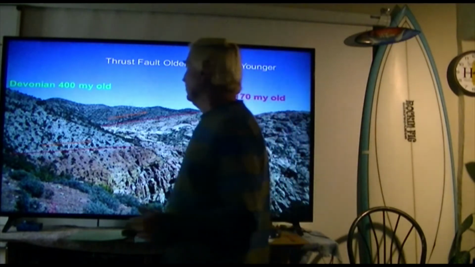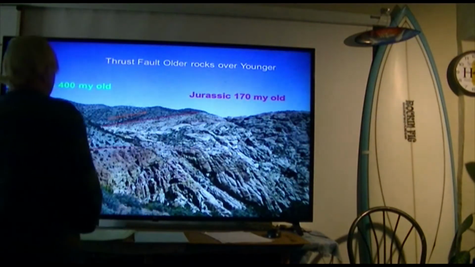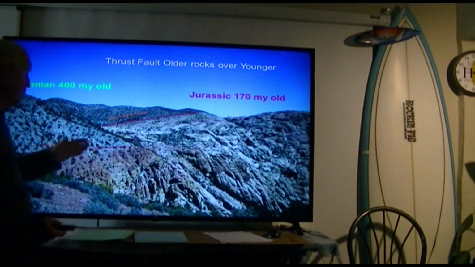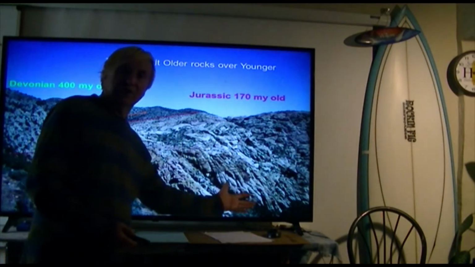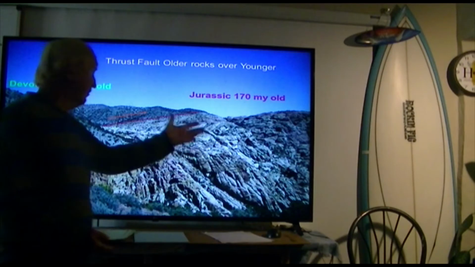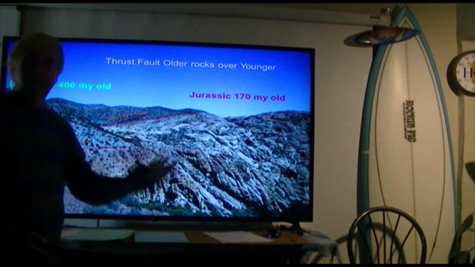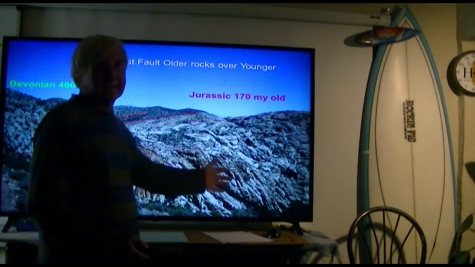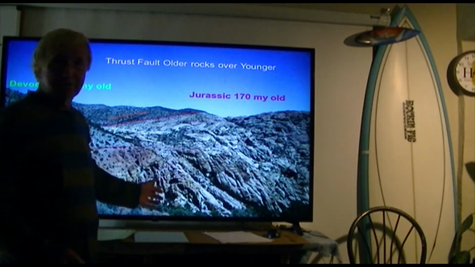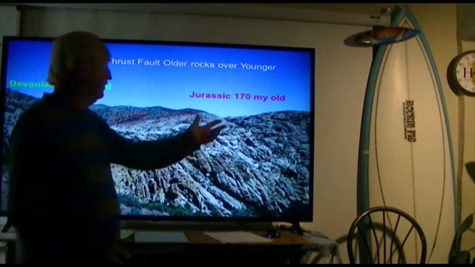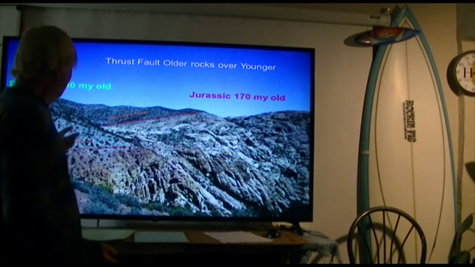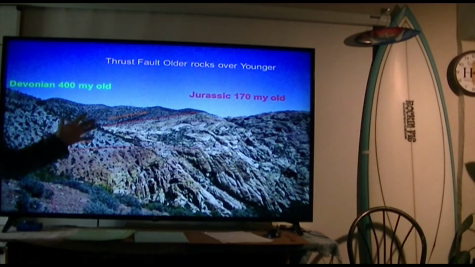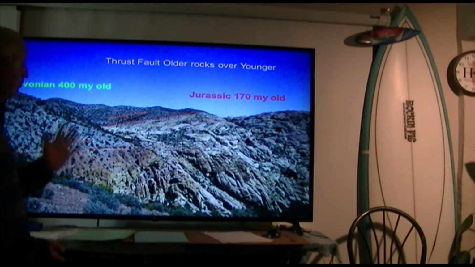So here's a good example of compression. These rocks here violate Steno's law of superposition. In the law of superposition, we told you that the oldest rocks are at the bottom and the younger rocks are on top. Here, the opposite is true. These rocks are Jurassic in age, the age of the dinosaurs, from Jurassic Park, 170 million year old rocks. Overlying them though are older rocks. It's supposed to be the younger rocks up here, but these are the older rocks. And that's due to compression.